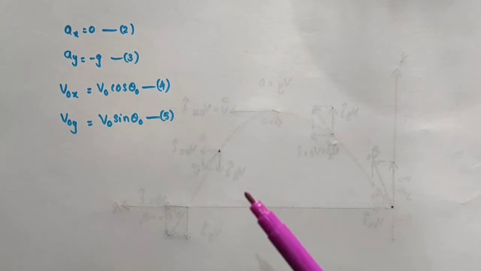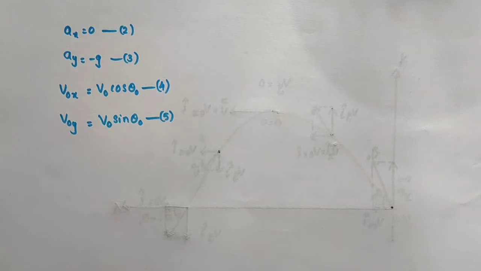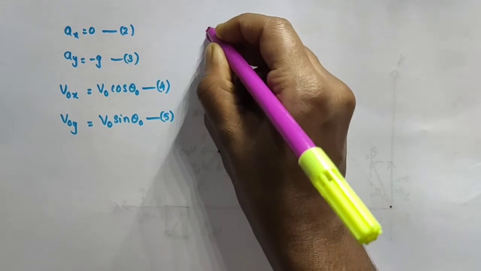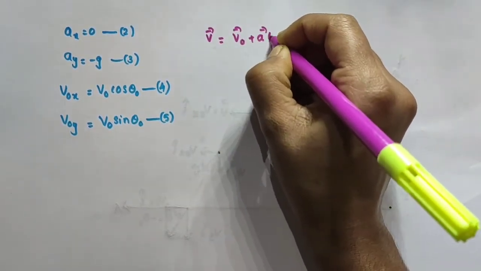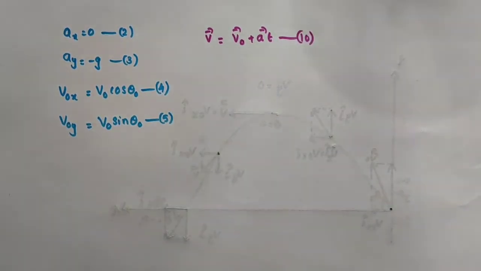Now, when we discussed the vector forms of equations of motion, I will provide the link in the description box. I already told you, you can watch from that. And we got one such equation, that is vector v equal to vector v0 plus vector a into t. I am taking this as equation number 10.